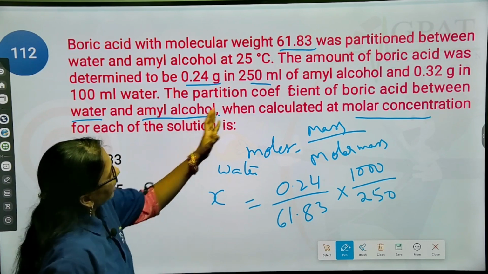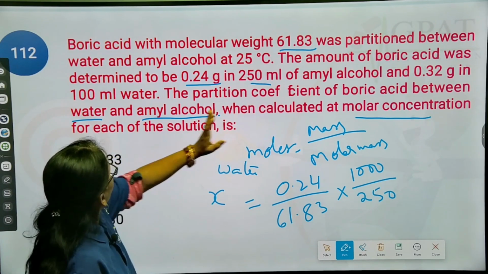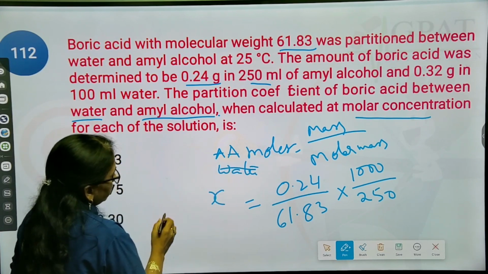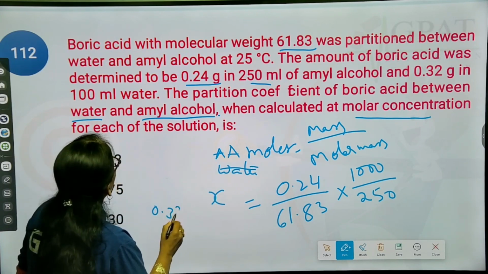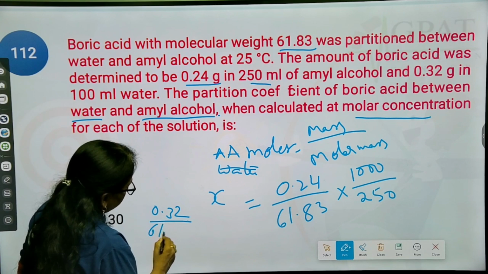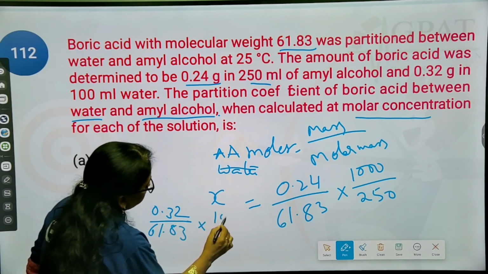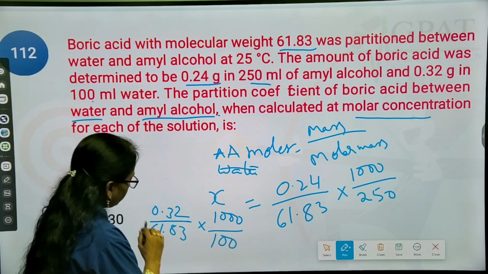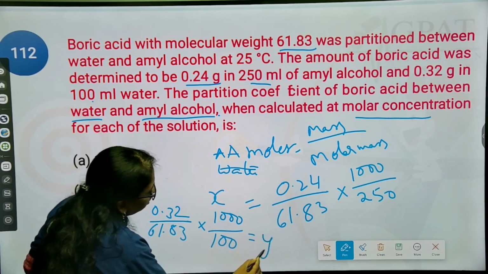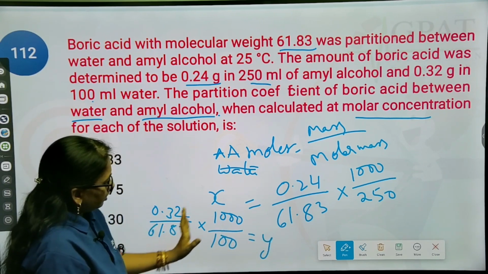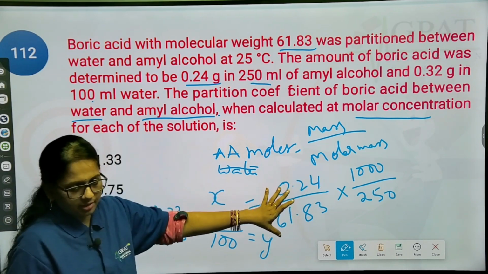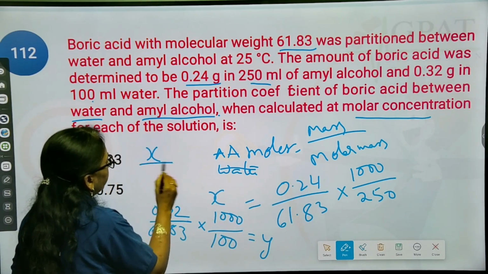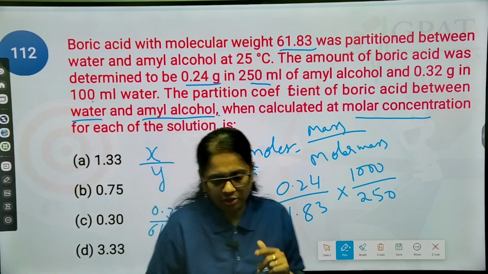If you want to calculate in the ml alcohol, and in water, that is 0.32 divided by 61.83 into 1000 divided by the volume of water, which is only 100 ml. If you solve this, you are going to get the value, let us say y. So this value is considered as x and this as y. x by y is nothing but the partition coefficient.